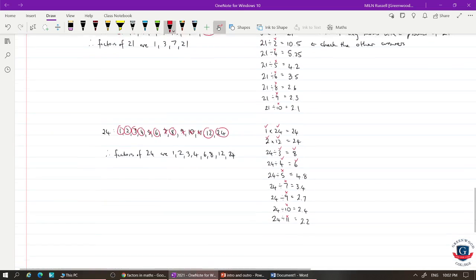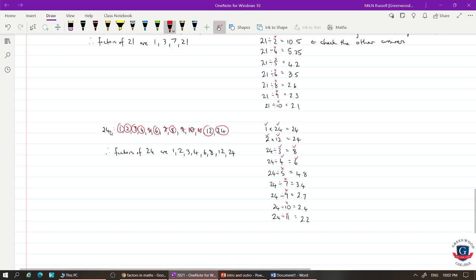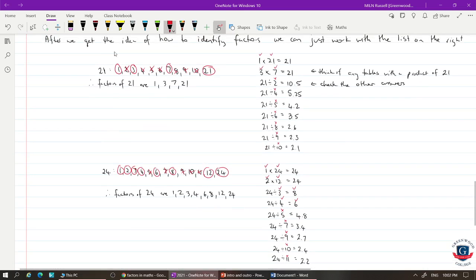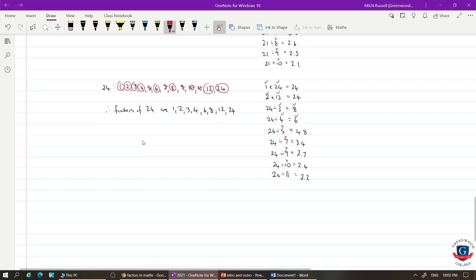Let's have a go with 24. So if we're looking for the factors of 24 instead, we found out the factors of 21 here. We're trying a new sum now. What are the factors of 24? Well, we can start with 1 times 24 is 24. Circle 1 and 24. We also know that 2 12s are 24. We can circle 2 and 12.